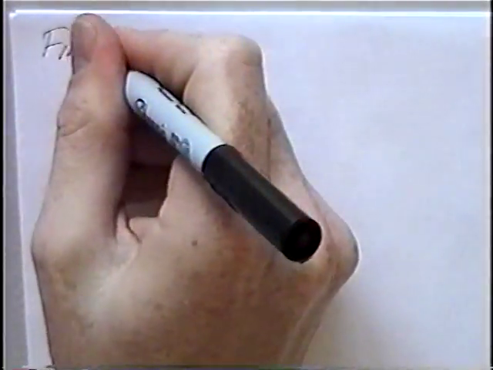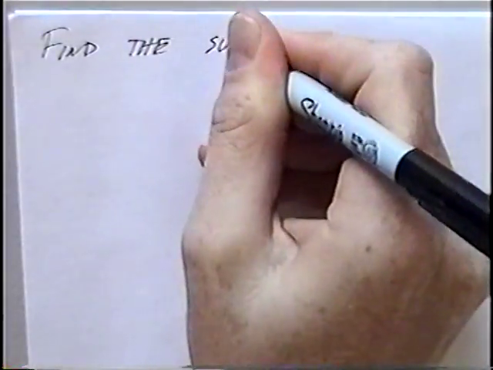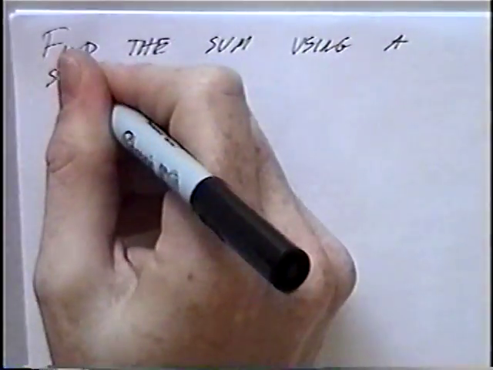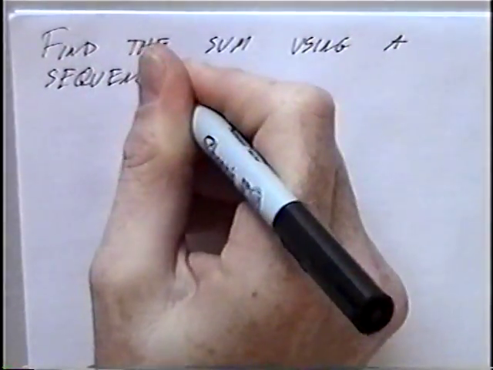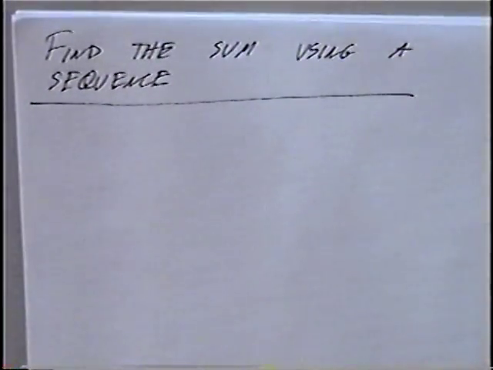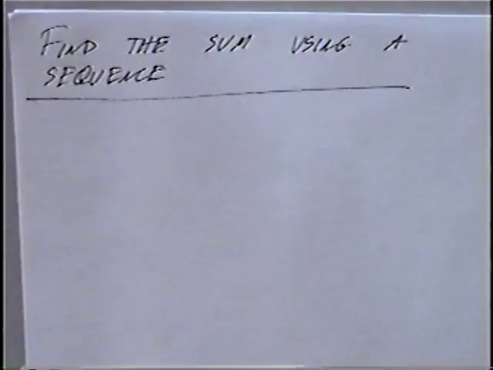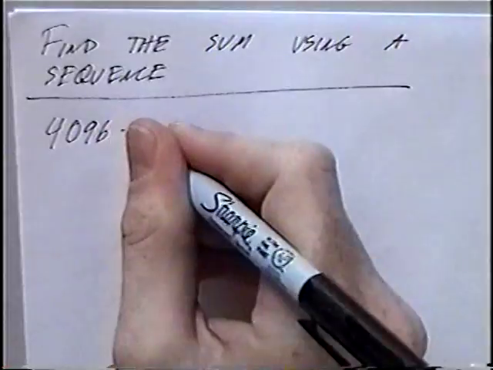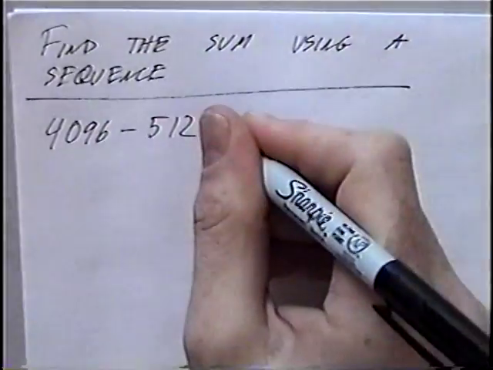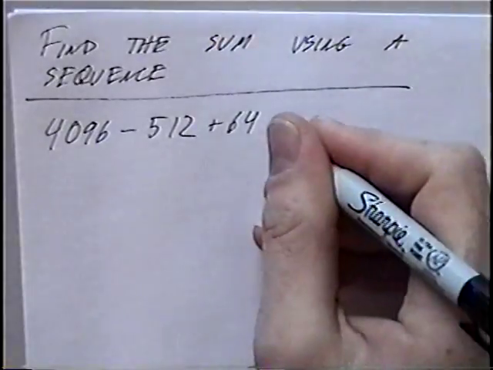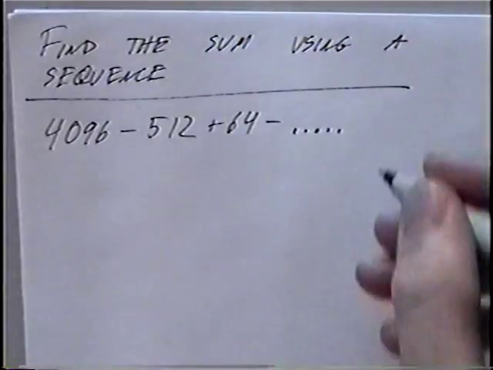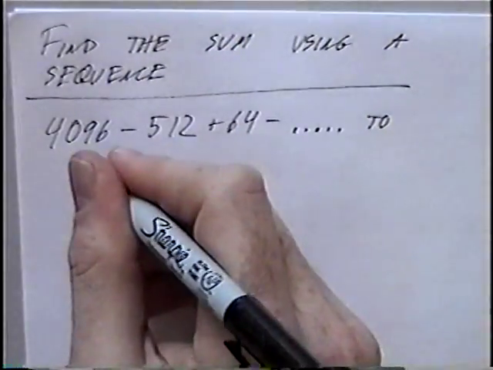Title of the next section of notes is Find the Sum Using a Sequence. First problem, or first sequence, is 4096 minus 512 plus 64 minus ... as the sequence continues on. And we want to find the sum to 5 terms.